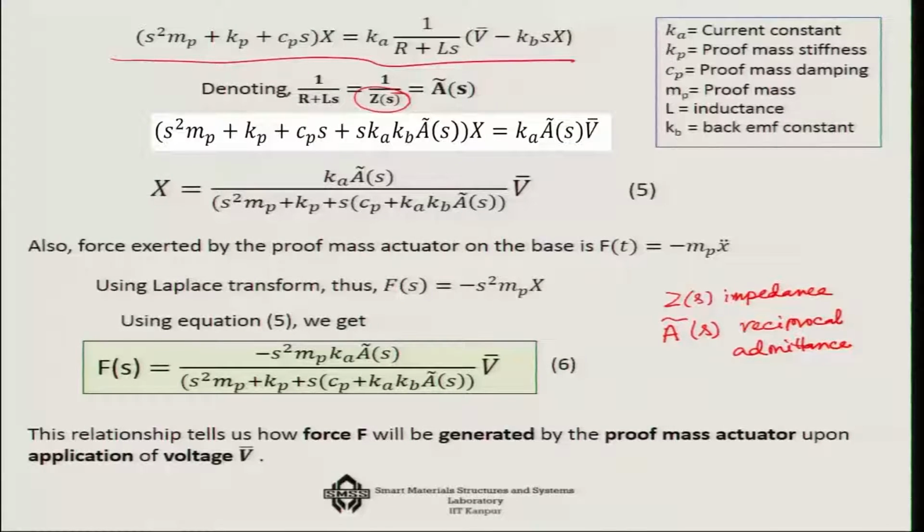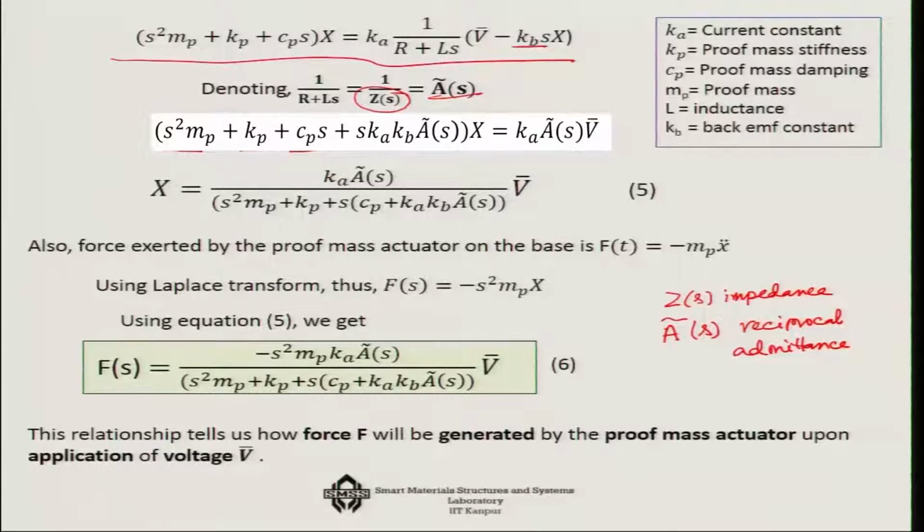So, if I denote 1 over R plus Ls as 1 by Zs, that equals A tilde S, which is the admittance, then I get a simpler relationship where I can club all the x terms together. That means I get (S square Mp plus Kp plus Cp S plus S Ka Kb A tilde S) times x equals, on the right hand side, Ka A tilde S times V bar.